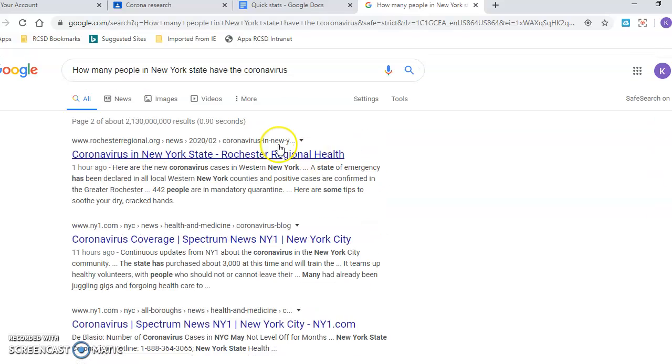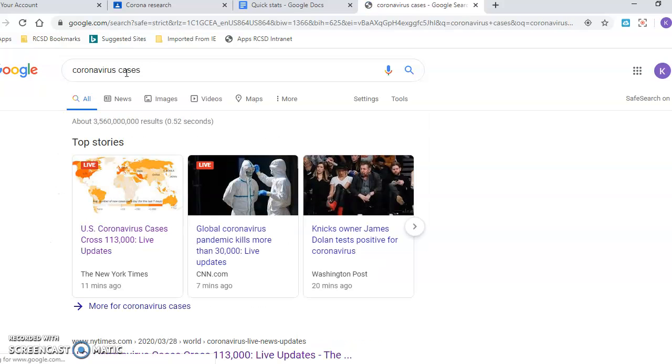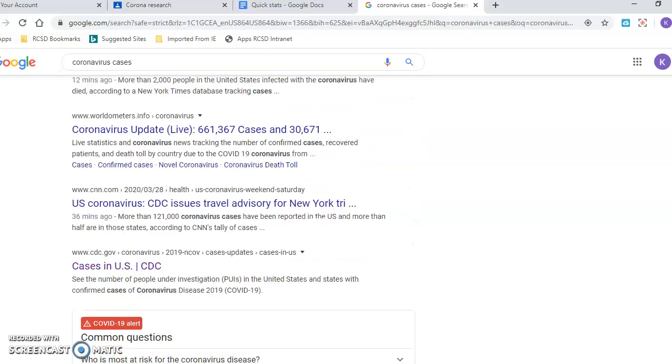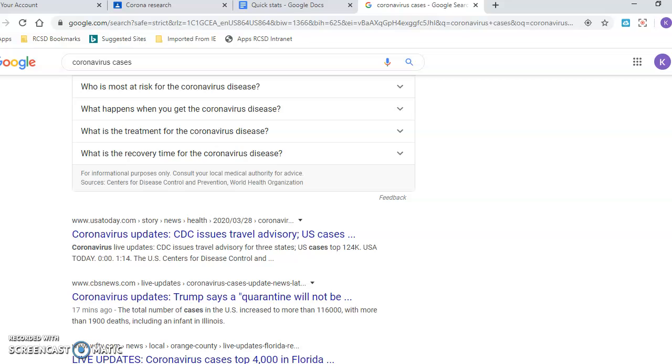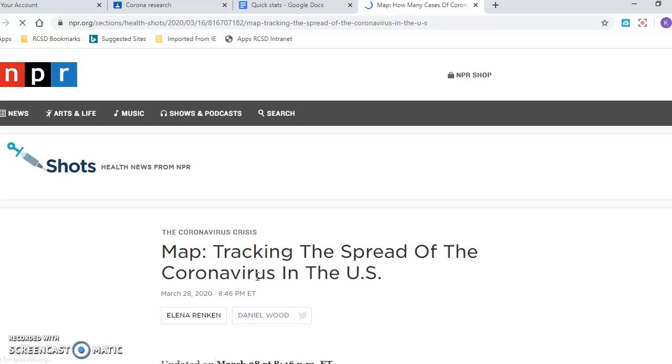.gov. You know what I'm going to do? I'm going to try just typing coronavirus, and then I'm going to say coronavirus cases. And there's that map. That didn't tell me just New York State. New York Times, CNN, CDC. There was a different map I looked at recently. I wish I could find it right now. Map. Let's try this one. Okay.